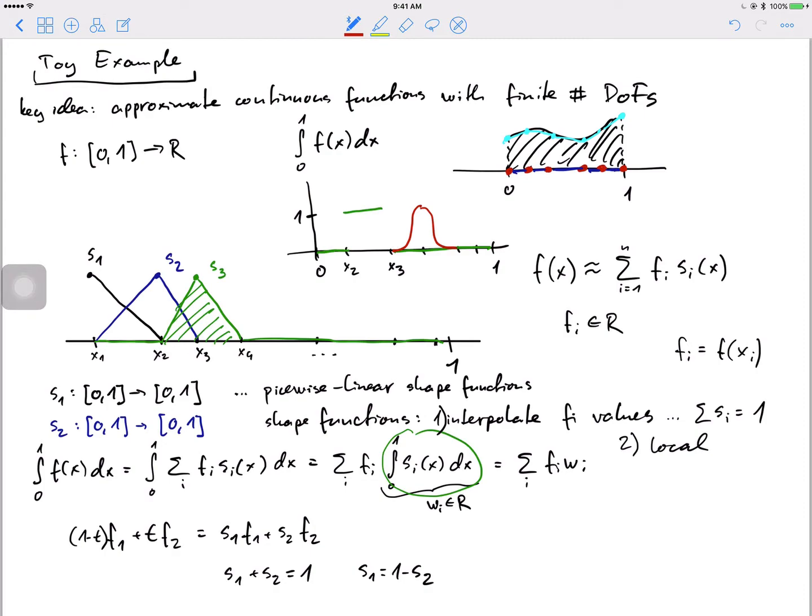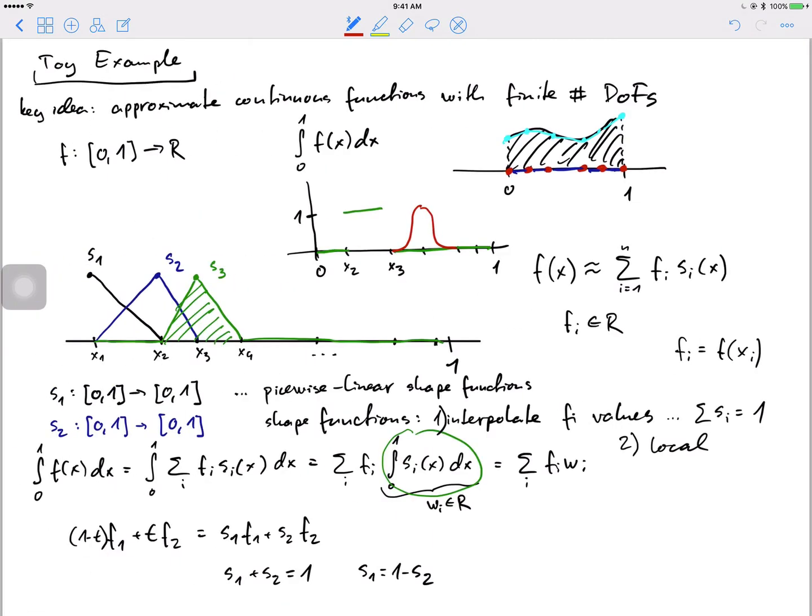All right, so this is really the key idea, and now we will apply it to physics. This is the key idea of finite elements. So, is this clear? Can we move on? You had some very good questions there, so that was helpful.